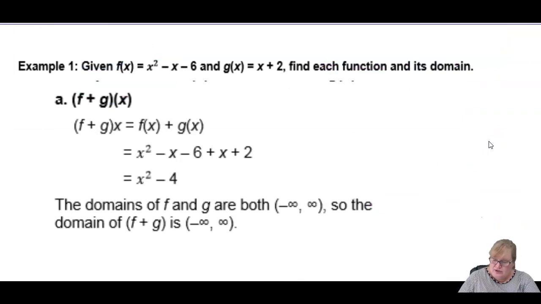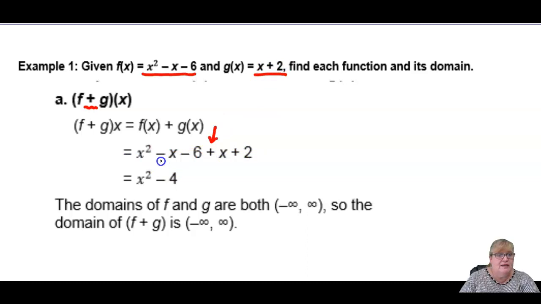All right, so starting out, we have an example. Here's our f function, here's our g function. It says find the function and its domain. We're supposed to add them. This is a parabola, polynomial function with domain all real numbers. This is a line, again, domain all real numbers. When we add them together, we just take all the expression we had for f, and we put a plus in the middle, and all the expression we had for g.